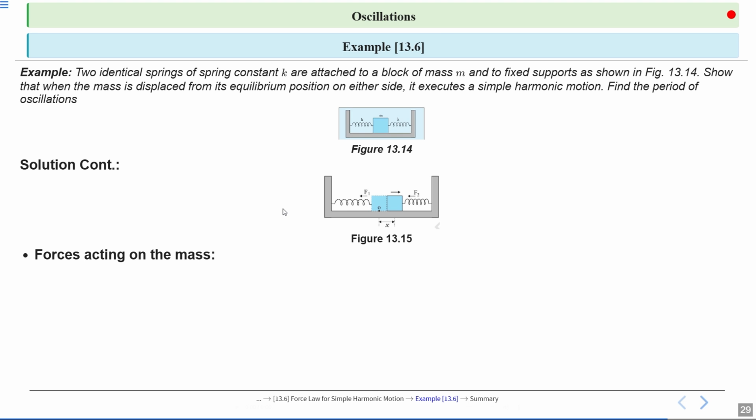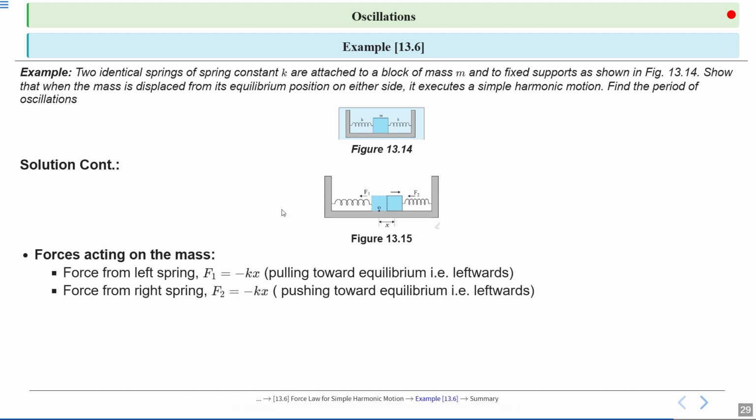Now let's analyze the forces acting on the mass. When the block is displaced, both springs exert forces to restore it to equilibrium. Forces are vector quantities, so direction matters. Force from the left spring, F1, is equal to minus kx, pulling toward equilibrium, that is leftwards. Force from the right spring, F2, is equal to minus kx, pushing toward equilibrium, that is leftwards. So the net force F1 plus F2 is equal to minus 2kx.